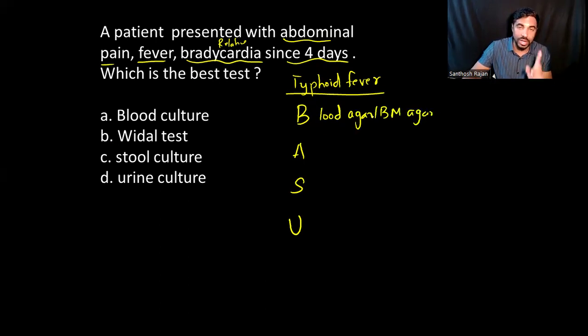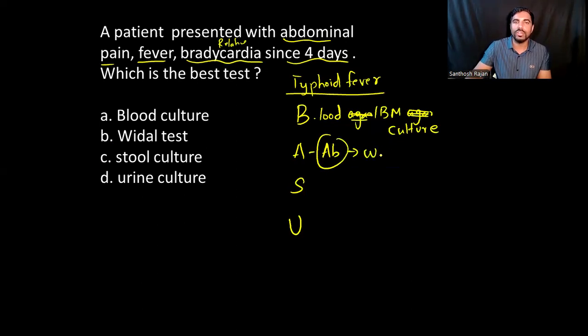Blood or bone marrow culture. You're doing culture of the patient's blood. The best is bone marrow, but blood is usually used. Number one, the Basu. A is for antibody detection. When you talk antibody, the only test we're doing for typhoid is the Vidal test. S is for stool culture, and the other one is urine culture. Now how?